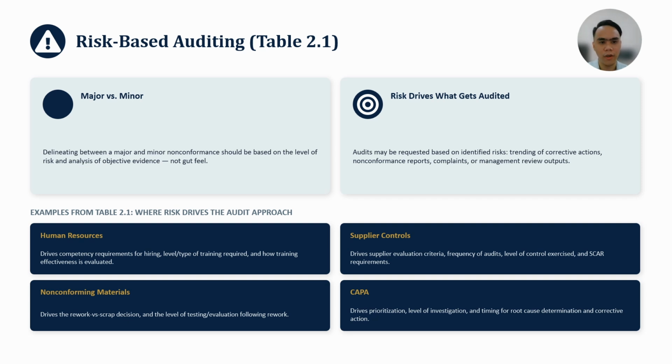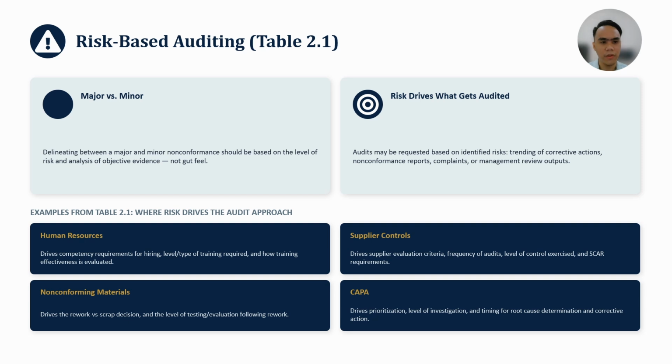So I pulled four representative examples for these slides. Let's say for human resources, the risk-based approach drives the competency requirements for hiring, the level and the type of training required, and how training effectiveness gets evaluated.